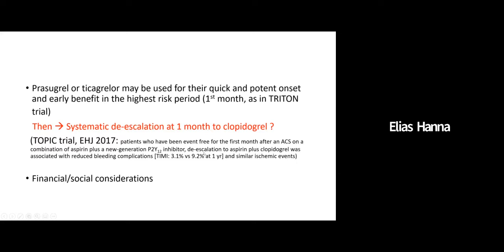There was the same number of ischemic events, and you reduce bleeding dramatically by just de-escalating at 1 month. Rather than giving them for a year, you give them for 1 month, and you switch at 1 month to clopidogrel. There was dramatic reduction in bleeding by doing so with no harm on ischemic events. Even the TIMI bleeding risk was reduced almost 3 times. So keep that in mind.